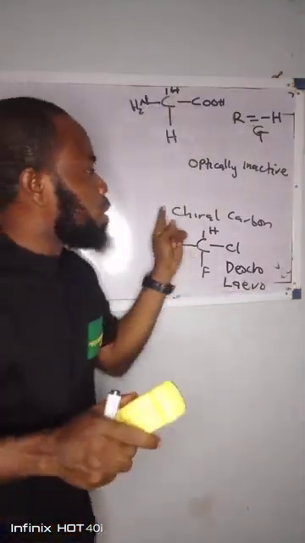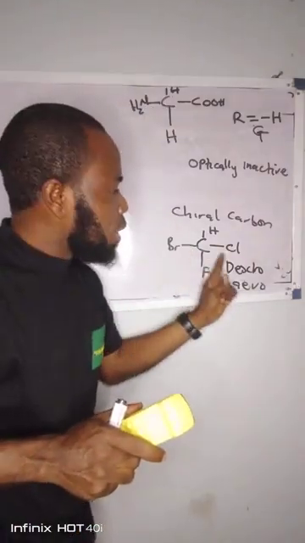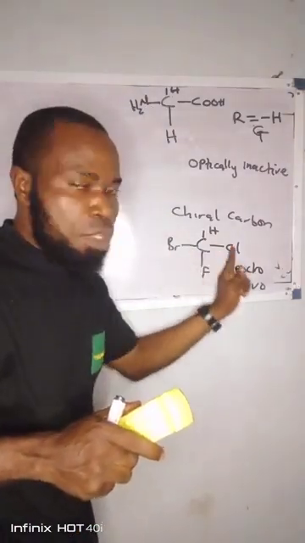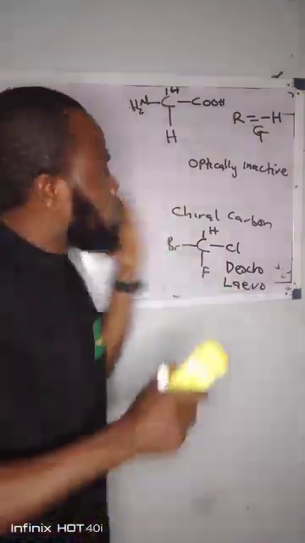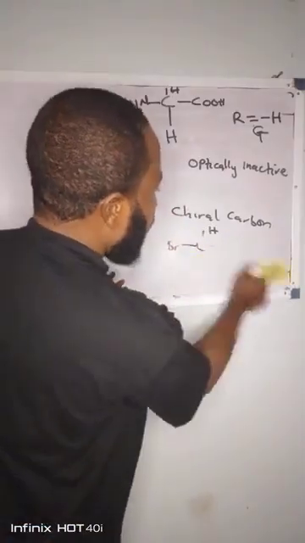So I took my time to explain what a chiral carbon is. That is a carbon that is attached to 4 different substituents. Remember the key words, 4 different substituents or atoms. Now let's go back to our amino acids.